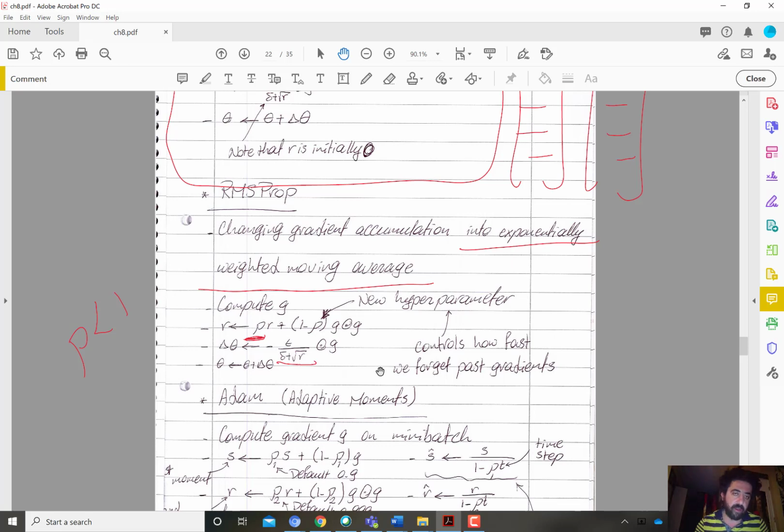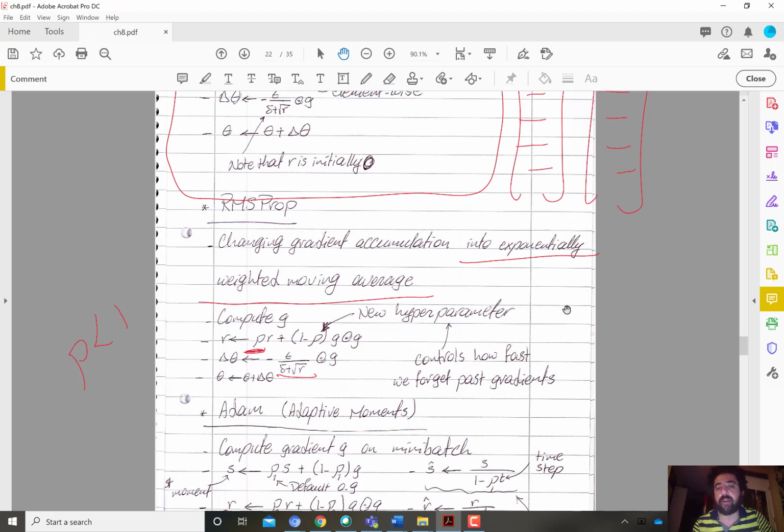So the farther in the past the gradient is, the less its impact would be on the current update step, or on the current parameter update. If rho is 0.9, for example, then a gradient 1 step away has an effect of 0.9. A gradient 2 steps away has an effect of 0.9 squared, which is 0.81. A gradient 3 steps away has an effect of 0.9 times 0.81, and so on. So this is basically the idea behind the RMSProp algorithm.